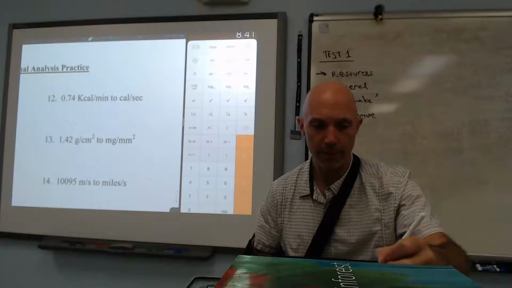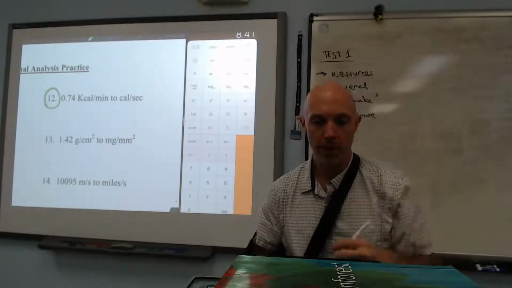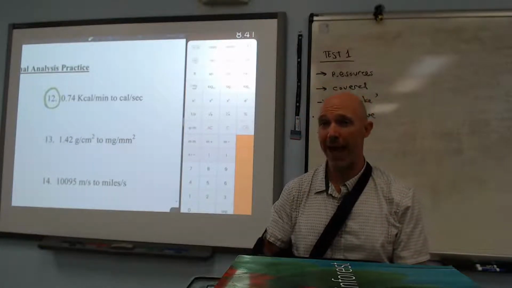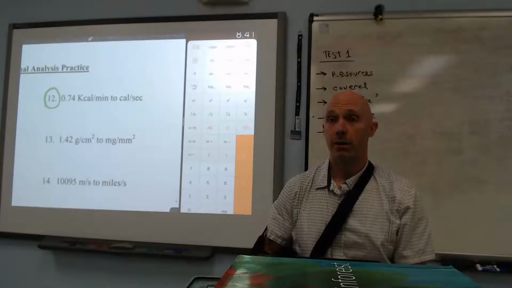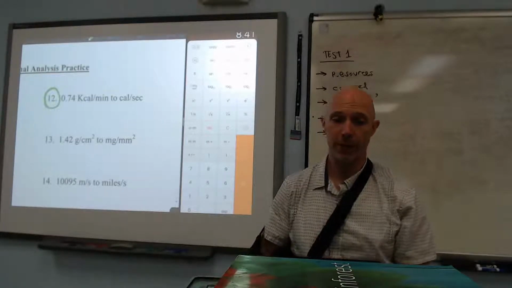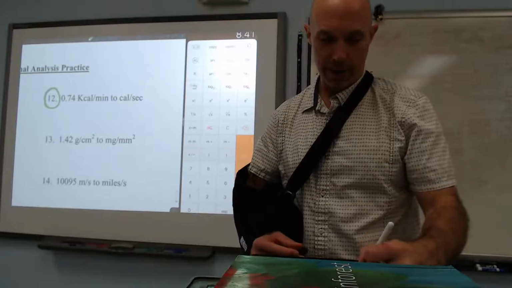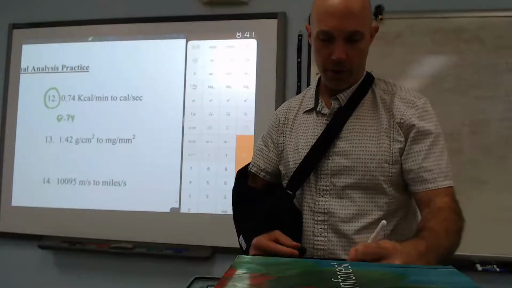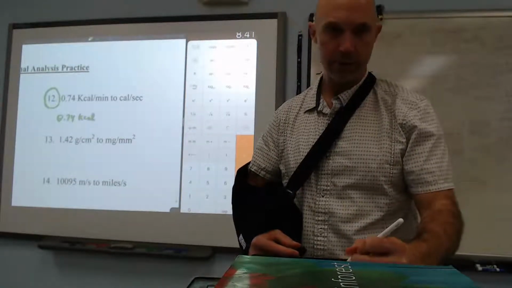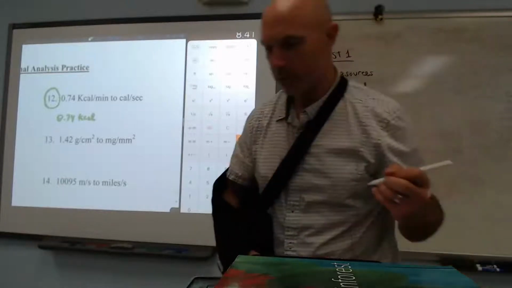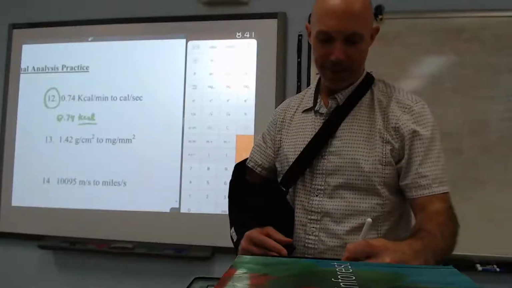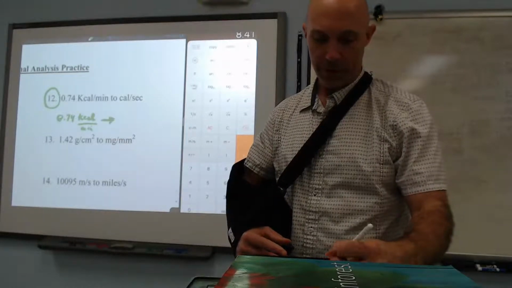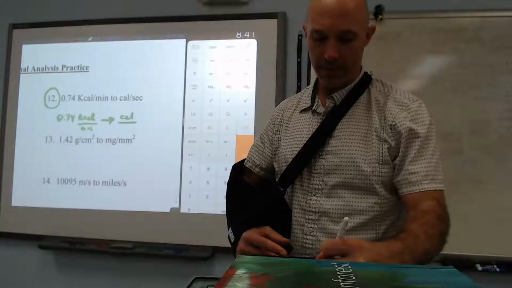Let's do 12. So again, better for you to do it ahead of me, even if you get it wrong. So no matter who you are, even if you're at home, let's get this one rolling. I'm going to go ahead and rewrite it for you right below that. 0.74 kilocalories. What is falling here? Oh, markers. Kilocalories per minute, converted into calories per second.